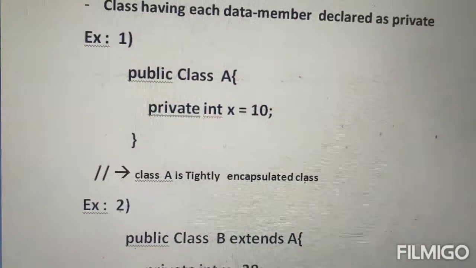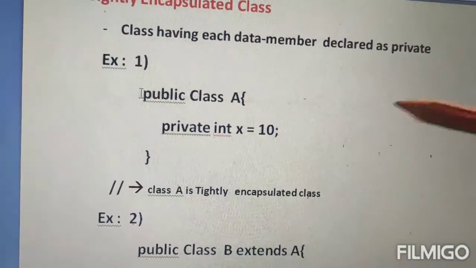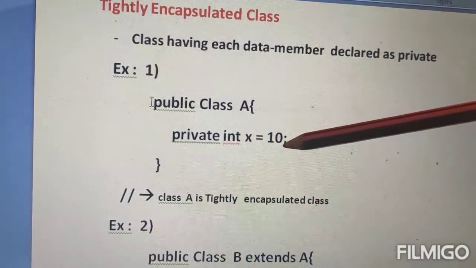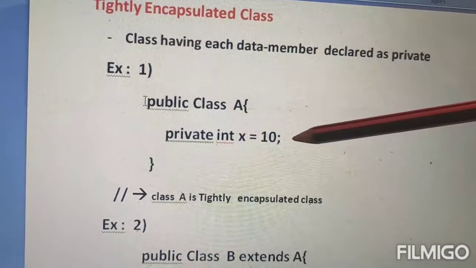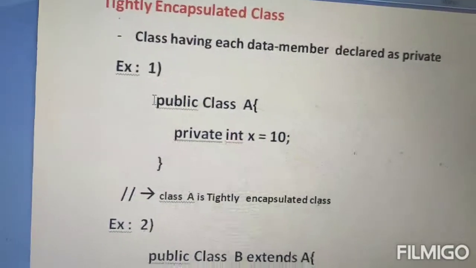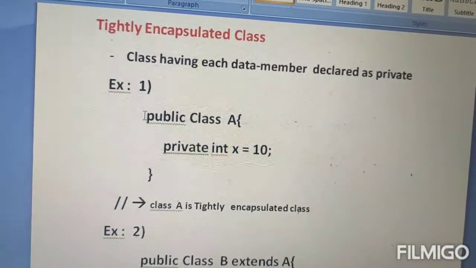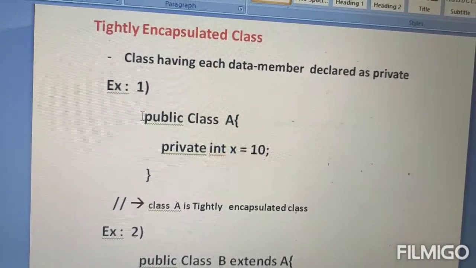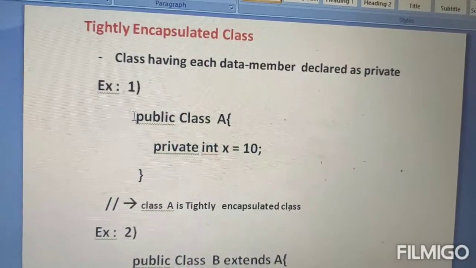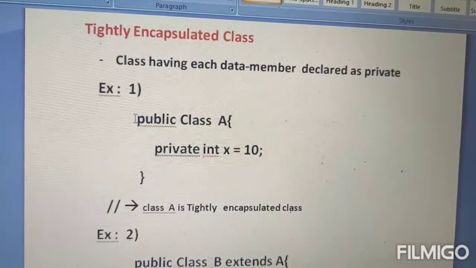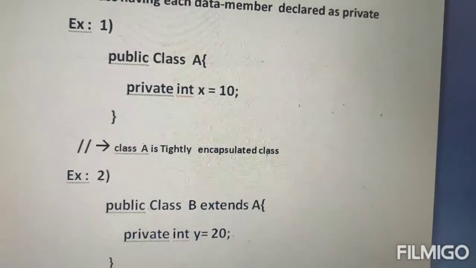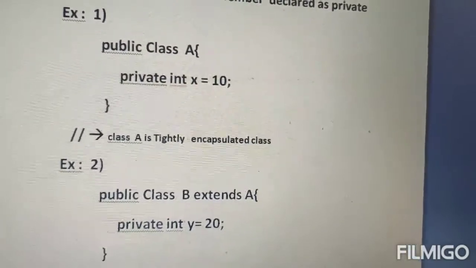If you see here, this public class A has a data member X which is assigned a value 10 and which is private. So a class which has each data member declared as private is said to be a tightly encapsulated class. So here class A has only one variable, and that is private, so class A is a tightly encapsulated class. Now we will see the next example.